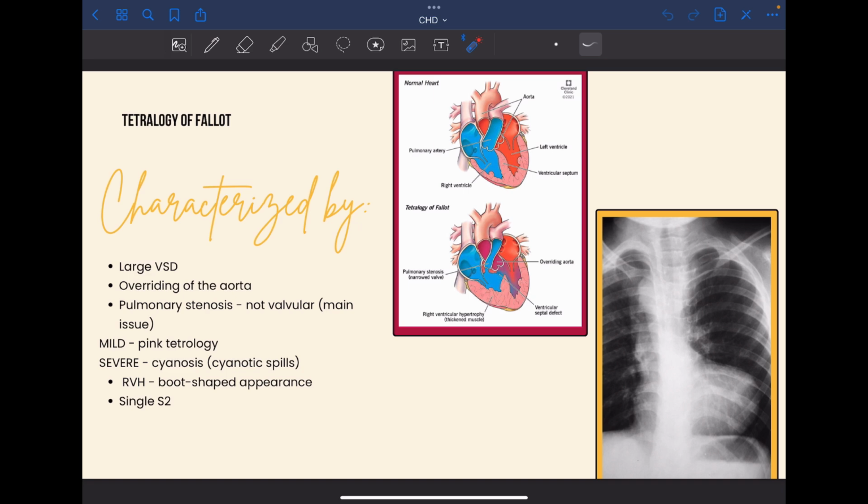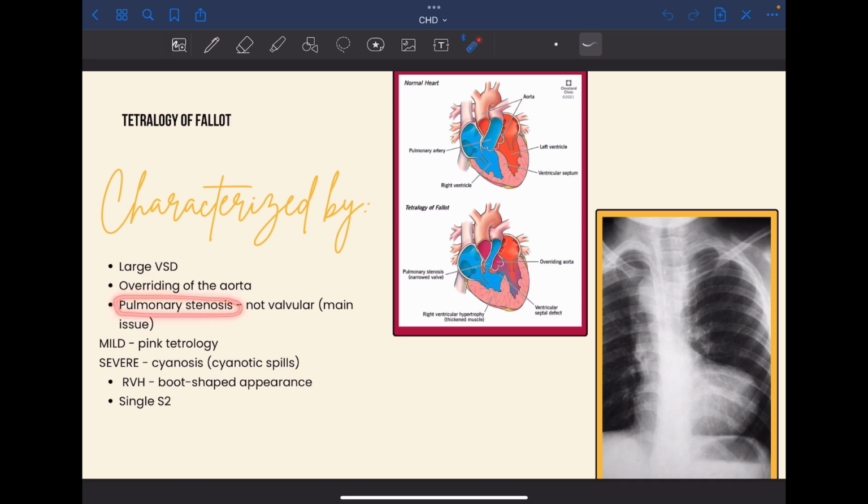Initially, if the narrowing is very mild, we call it a pink tetralogy. You will have all of the four features, but the stenosis is very mild to the point where the pressure in the right side isn't sufficient to overcome the pressure in the left side. So it will still be an acyanotic problem. But in severe cases where the infundibular or subpulmonary stenosis becomes very high, the pressure in the right side will exceed that of the left side, and so the blood will start to go from right to left. And this is what we call a cyanotic problem, mainly because of what?